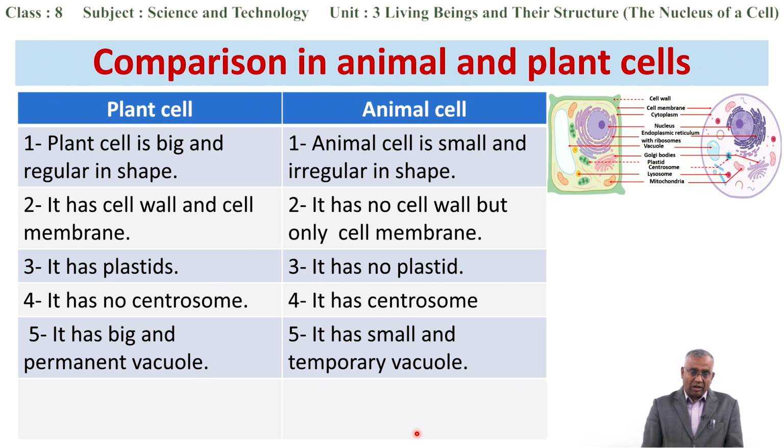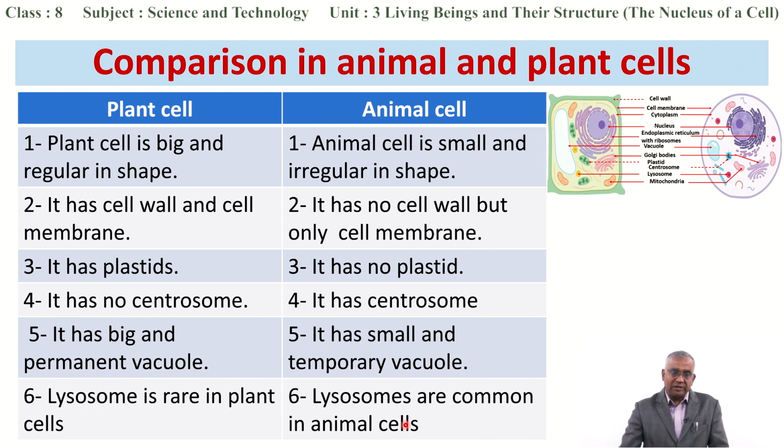Okay. Now next, lysosome is rare in plant cell. Lysosome is found in both of the cells, but it is found in very few types of plant cells, and usually in animal cells it is rich. Or you can say lysosomes are rich. So here we have differentiated plant and animal cells in 6 points.